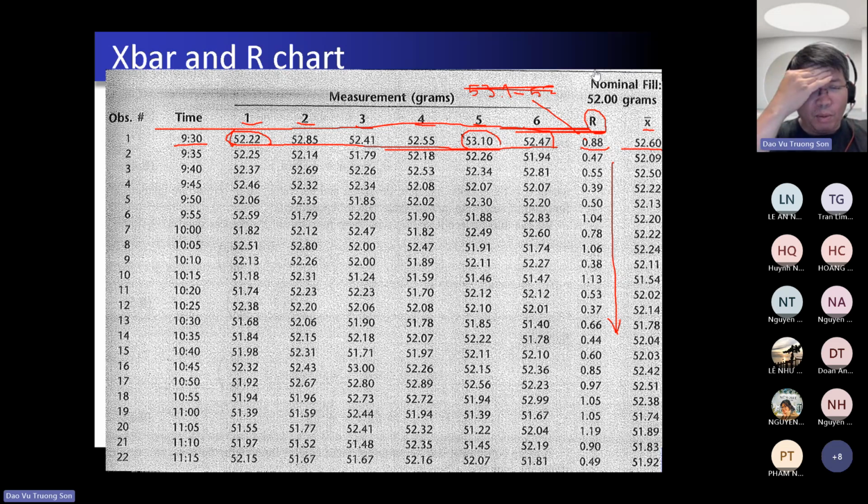All right, any problem for the first calculation of R and X bar? Please show your screen. I can help you.